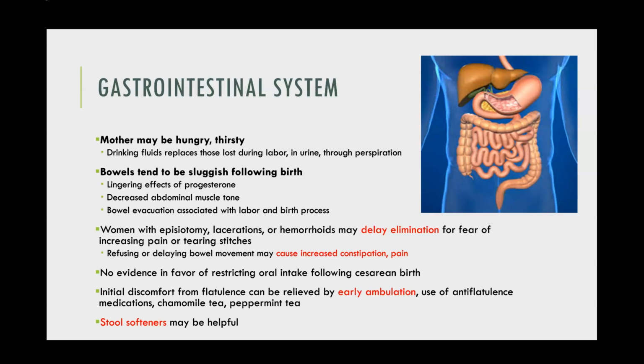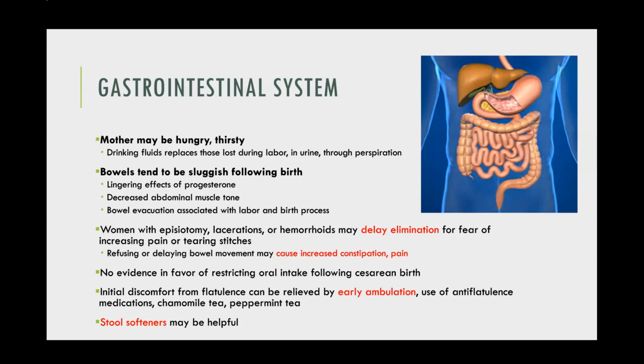C-section moms also will have some initial discomfort because of gas buildup in their abdomen. We've got to remember that they've been cut open. They've had a major abdominal surgery. So once they're closed back up, the air that is still in their abdomen has to go somewhere. One way to relieve the pain from gas for your C-section patients is to get them up and ambulating early. We also use simethicone, an anti-flatulent medication.